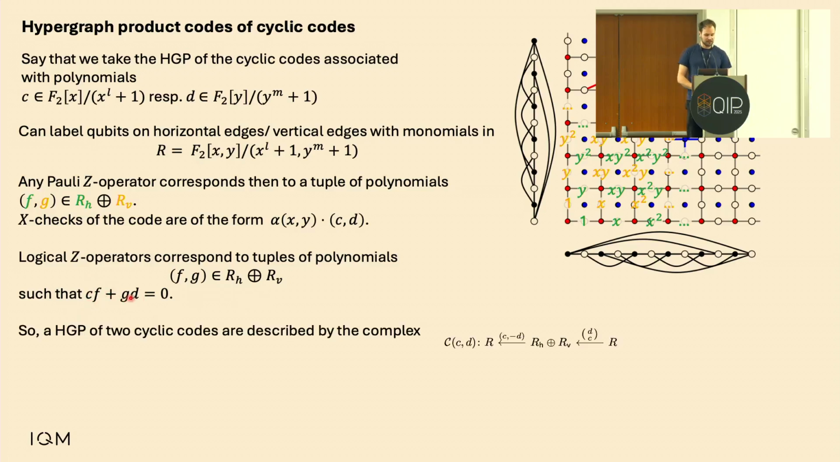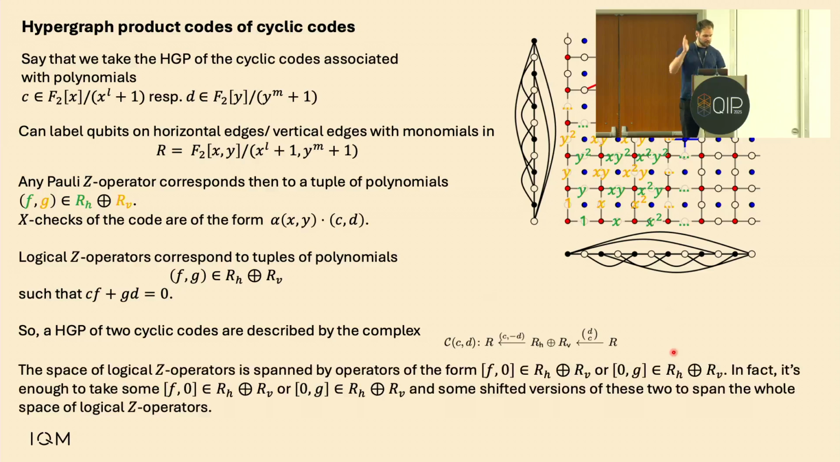And yeah, if you attended the QEC tutorial, you know that we can describe CSS codes with these chain complexes, and then the homology of the chain complex will give you the space of logical operators. So this would be the chain complex describing the code.